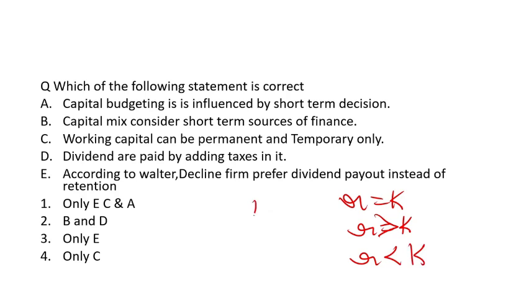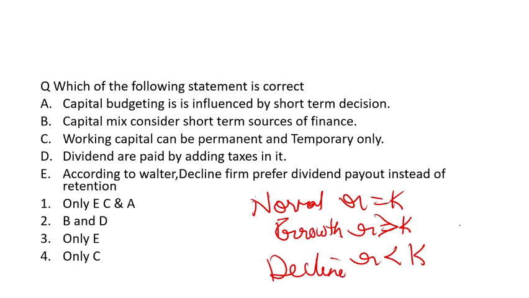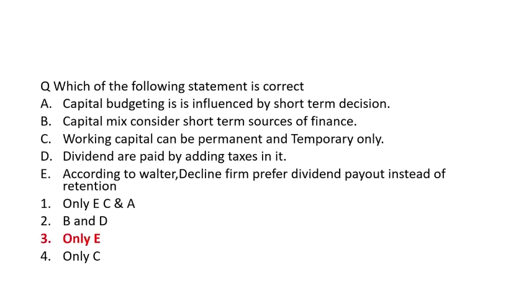So this is the normal form, this is the decline form, this is the growth form. When return is low and cost of capital is high, or the internal rate of return is high, the company will retain its profit, or retain the amount which it has to pay for the dividend. But in case of a decline firm, dividends are paid out by the firm to attract future shareholders. So option number E will be the right answer.